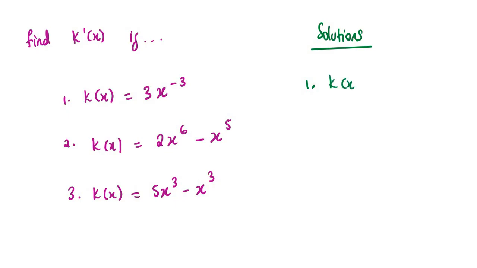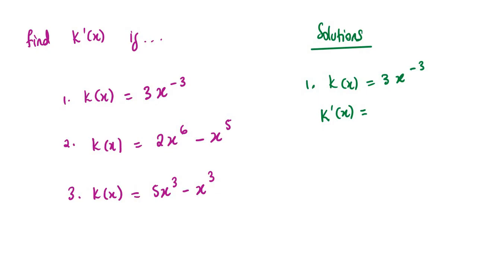Since k of x is equal to 3x to the power minus 3, when I'm applying the rules, please listen to this. I want you to listen to the English here. When I'm applying the rules, I immediately write k prime of x because I'm finding the derivative. Please, that statement, let it always stick with you, that when I'm applying the rules, I must write k prime of x because I'm finding the derivative. So applying the rules is the same as saying you are finding the derivative.